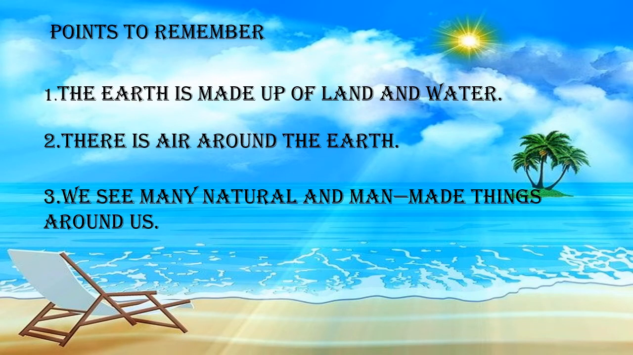And as we come to the end of the lesson, children, I'm sure you have understood about the different landforms and also about natural and man-made things. Here are some points to remember. First, the earth is made up of land and water. Second, there is air around the earth. Children, this is the air that we breathe.